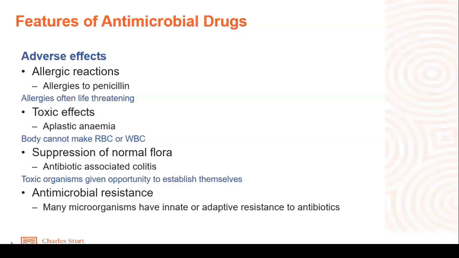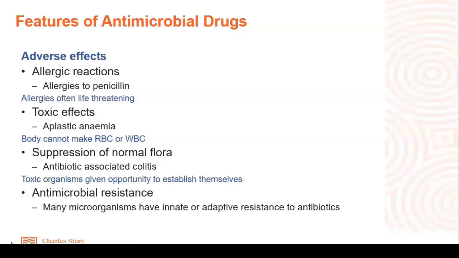There are also toxic effects of antimicrobials. One of the most serious ones is aplastic anemia, where the bone marrow can't make red blood cells or white blood cells. Antibiotics as well can suppress normal flora, and this can result in antibiotic-associated colitis, where toxic organisms are given the opportunity to establish themselves.